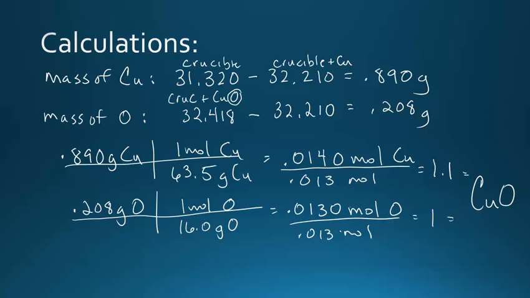Okay, this is a simple empirical formula type question. You know the identity of both elements. You now know how much of each element you have. Divide by the formula mass to get moles. Divide by the smallest mole, which is oxygen. You get a ratio of 1 to 1.1. 1.1 can be easily rounded down to 1. So you have 1 Cu and 1 oxygen.